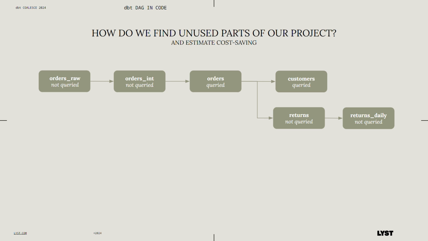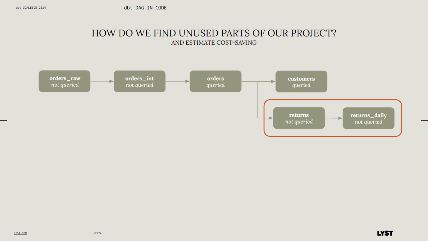Our focus previously had been building new models or improving existing models, and we hadn't really focused on removing parts of the project that were no longer needed. So this was a really good opportunity for us. So in order to do this, we needed to know what tables weren't being used, and then also make sure none of the children were being used either. So in this example, we would want to identify returns and returns daily as models that we could remove.